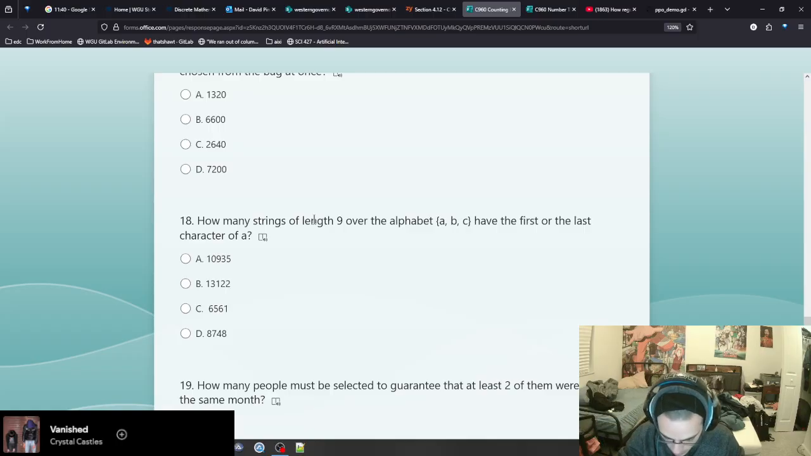So we got 3 to the 8 plus 3 to the 7 plus 3 to the 8, which is what I did last time. 1, 5, 3, 8, 0, 9. How many strings of length 9 for the first or last character. So maybe it's not both. Okay, so maybe there is no 3 to the 7. If there is no 3 to the 7, it would just be this one.